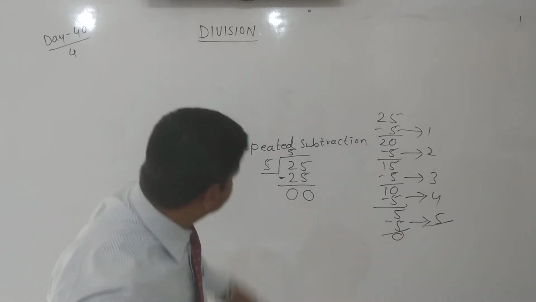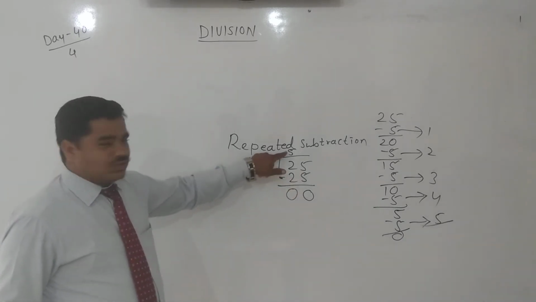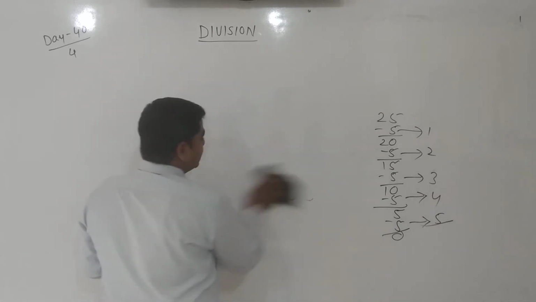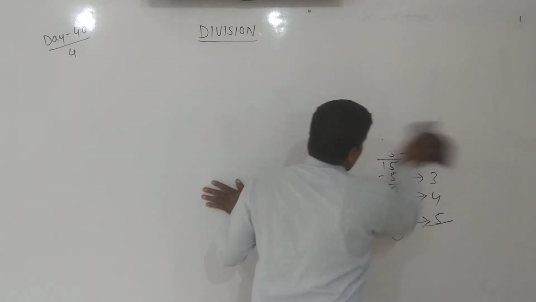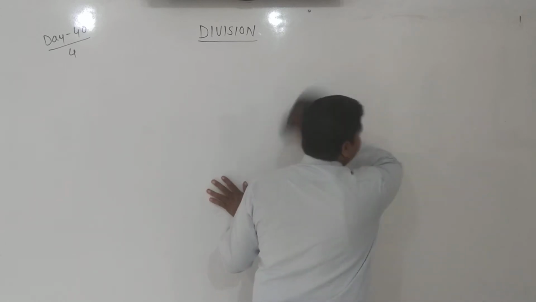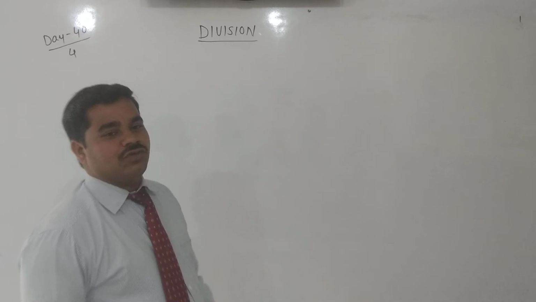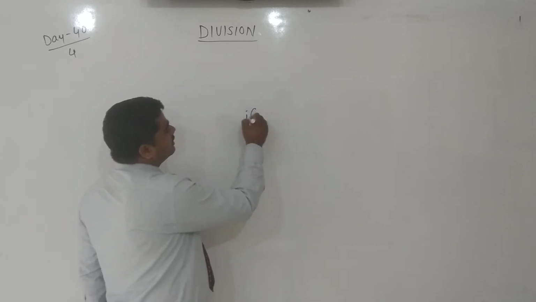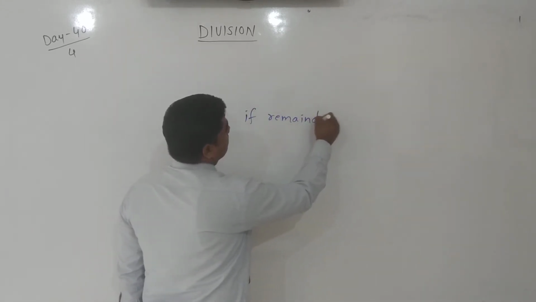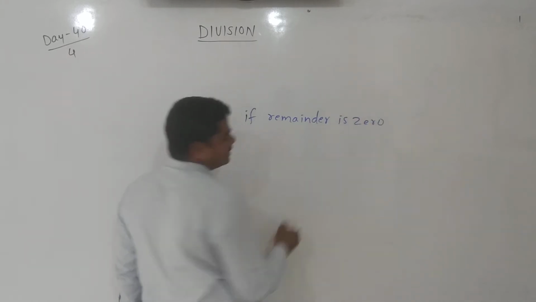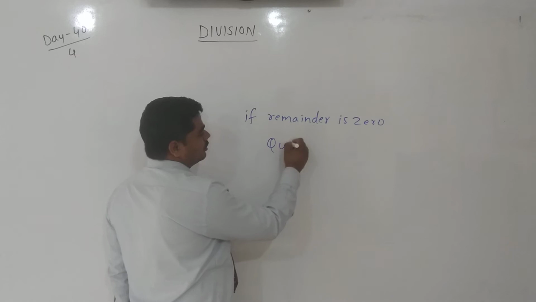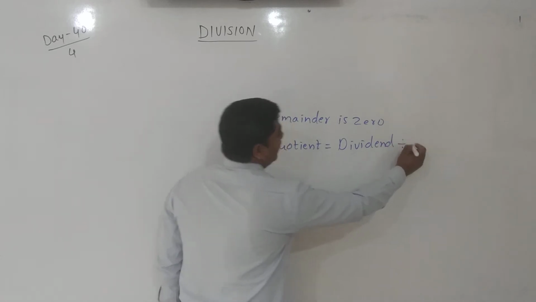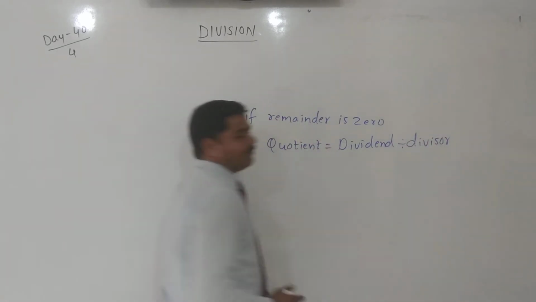And we have seen the terms of division. What are the terms? Dividend, divisor, quotient, and remainder. Then we also saw some properties. If the remainder is 0, then quotient is equal to what? Yes, dividend divided by divisor. If the remainder is 0, then the quotient is equal to dividend divided by divisor.